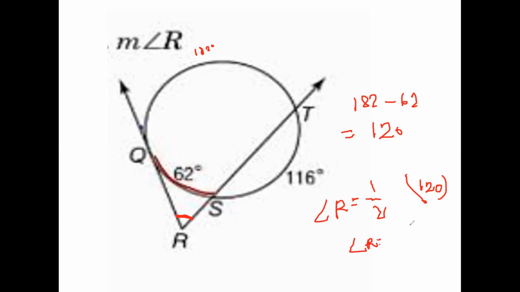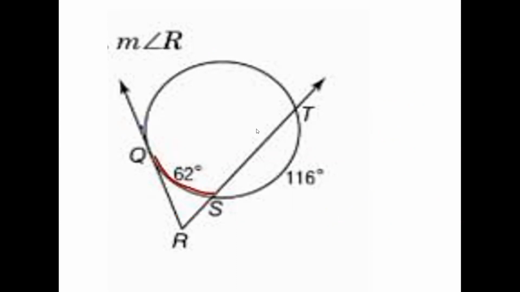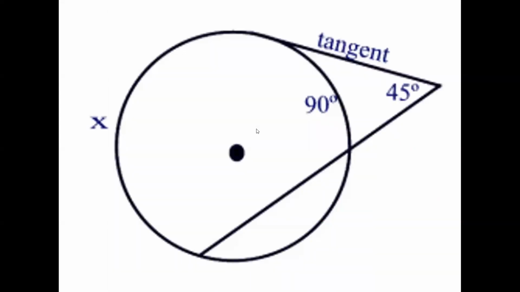Hoping na maliwanag po yun. That is 60 degrees. Clear natin yan. Ganun din to. Ito naman nawawala. So, we have the 90 degrees as the first arc. We have the angle which is 45 degrees. At nawawala naman yung larger arc.